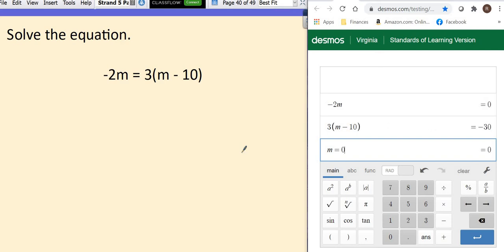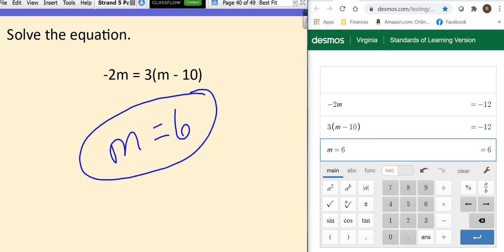So I'll start with 0. I'm pretty far apart, so I'm going to start with 5. I'm getting closer. How about 6? Just so happened, m equals 6 gives us negative 12 on both sides. Okay, just be patient when you're looking for answers. And remember, sometimes your answer can be negative, so just keep an eye out for that.